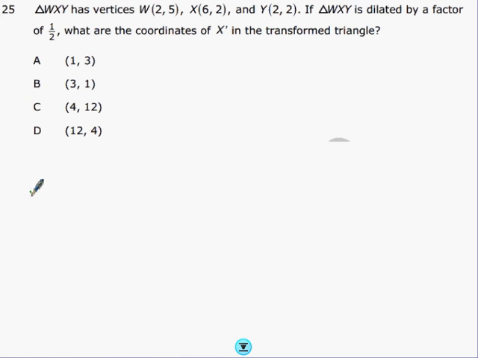All right, triangle has these vertices. If it's dilated by a factor of 1/2, what is x prime? Well, where is x going to be? Because I assume we're doing this about the origin, we're just going to multiply 6 by 1/2 and multiply 2 by 1/2. That might be the easiest problem on the test.